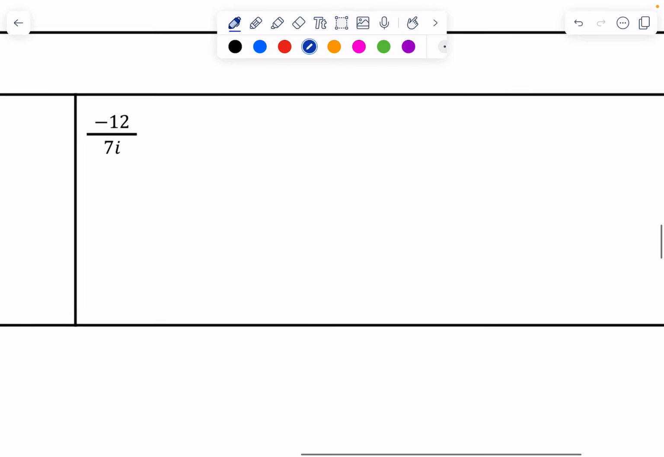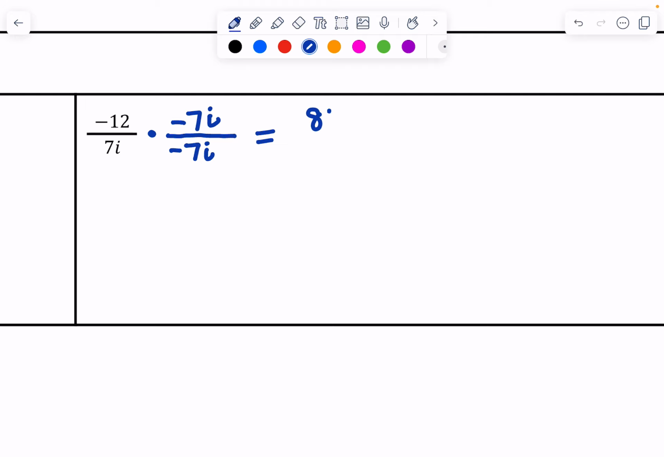All right, same thing for this next problem. We need to first determine the complex conjugate of the denominator. So this would just be negative 7i. Now technically just 7i would take care of it, but just for consistency's sake, we're going to multiply by negative 7i. We need to multiply that in the numerator as well so that we don't change the original problem. And when we multiply negative 12 times negative 7, we're going to get positive 84i. And then in the denominator, when we multiply 7i times negative 7i, we're going to get negative 49i squared.